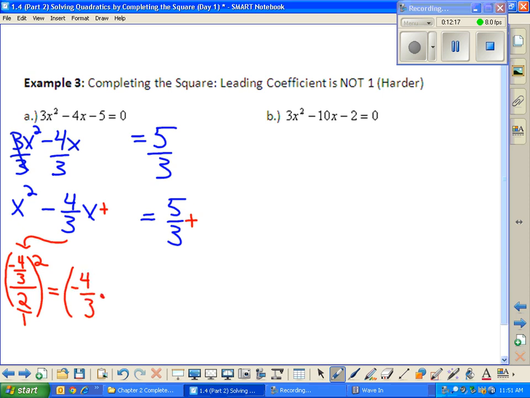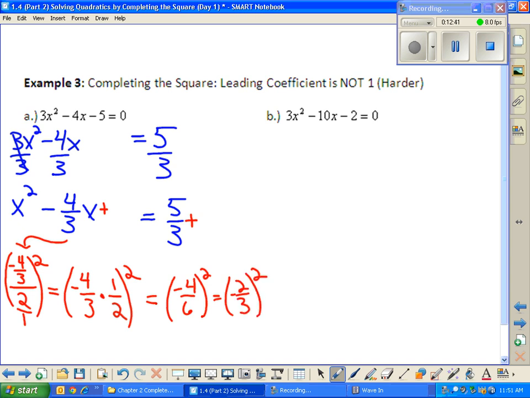So we multiply by a half. Don't forget your squared. And then when we multiply fractions, pretty simple, we just multiply straight across. So you're going to take negative 4 times 1, that's negative 4. 3 times 2 is 6. Square it up. That's going to be the same thing as negative 2/3 squared.